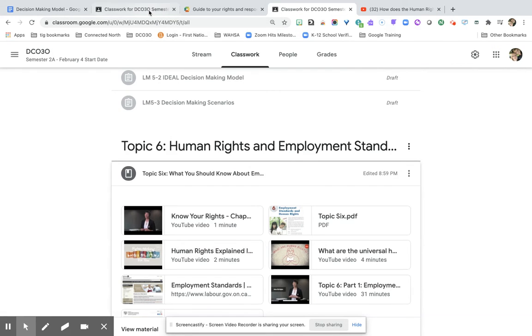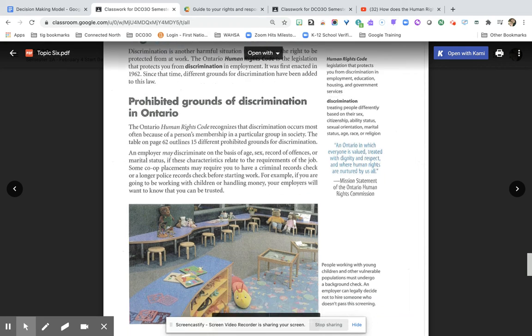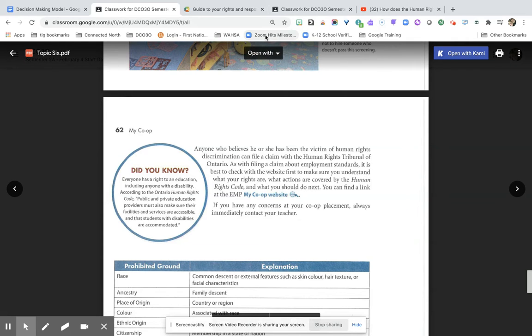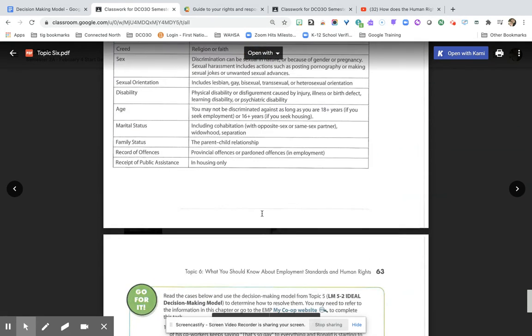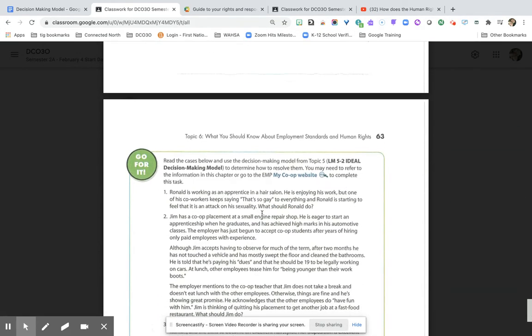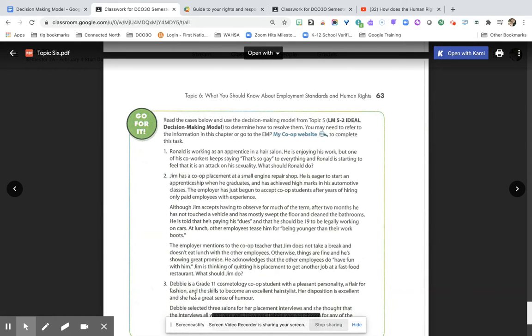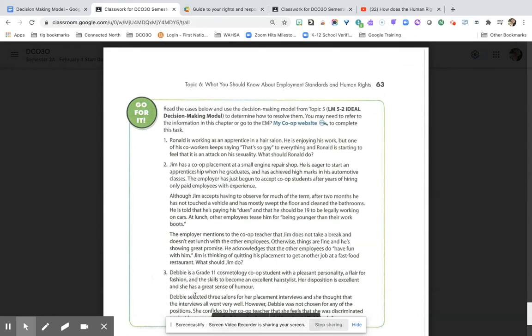All right, let's jump back in. So anyone who believes that he or she has been a victim of human rights violations can file a claim with either the Human Rights Tribunal of Ontario or the Canadian Human Rights Commission. So what we're going to do is take a look at a few scenarios and use a decision-making model together. And then you're going to choose one of these scenarios and go through the decision-making model as well.